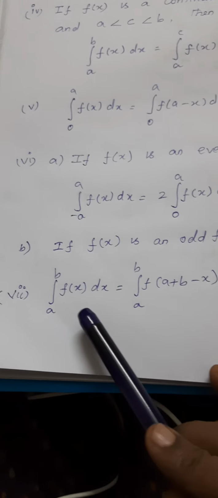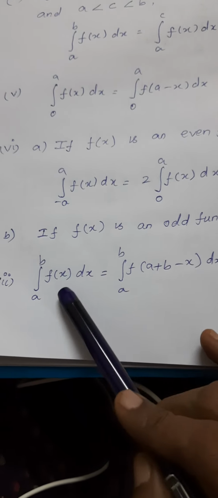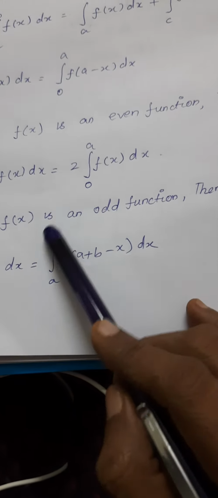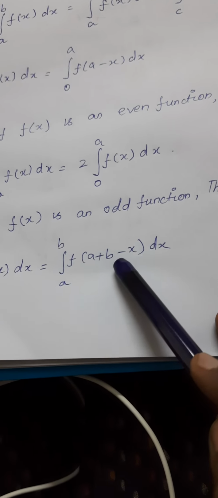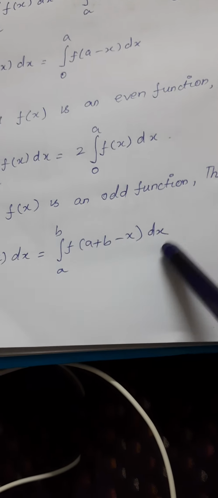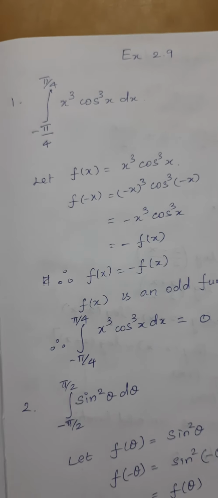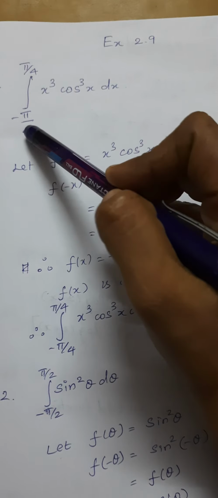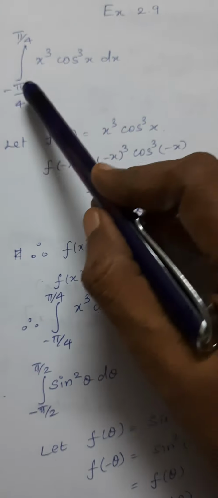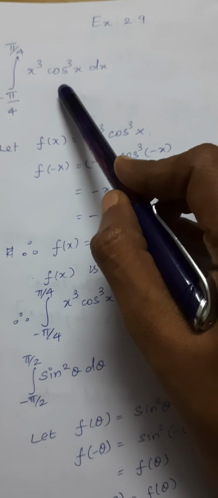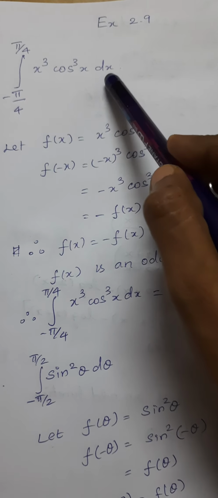Then last one, if integral a to b f of x dx is equal to integral a to b f of a plus b minus x dx. So now let us pass on to exercise 2.9. Integral minus pi by 4 to pi by 4 x power 3 cos cube x dx.